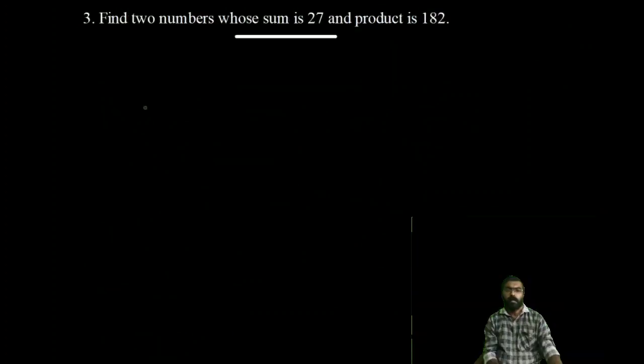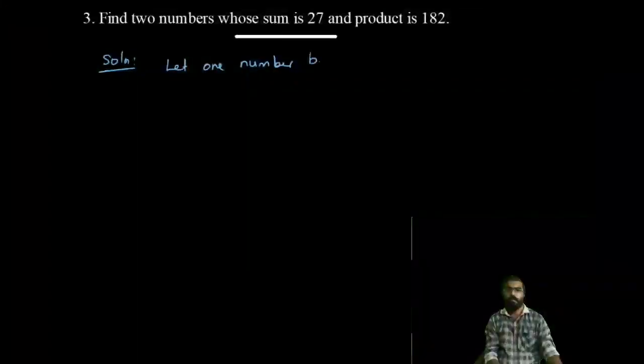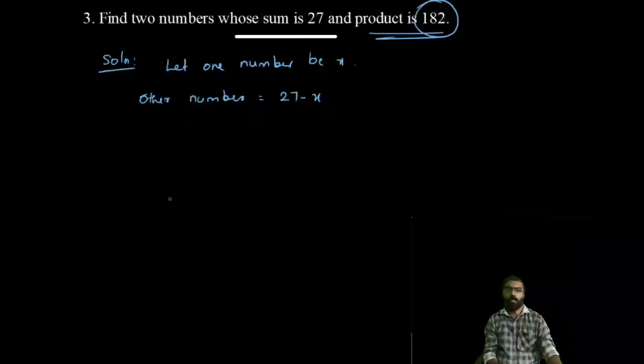Okay. Now we move on to the third question in our exercise. Find two numbers whose sum is 27 and product is 182. It's a very simple question. So we can consider one number as x. Let one number be x. So what about the other number? Here the sum is 27, so the other number will be equal to 27 minus x. And here it is given that the product is 182. So according to the question, we can write x into 27 minus x is equal to 182.